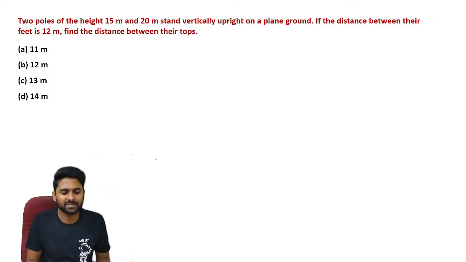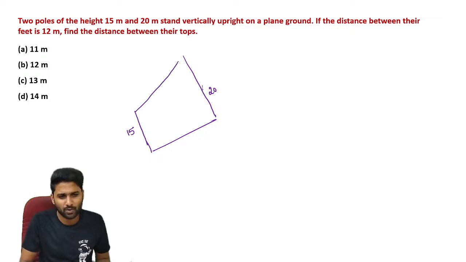So here it is clearly mentioned that this is the ground. Let's take one pole here. One pole has a distance from the ground to the top of 15 meters. The other one has a distance of 20 meters. Now we have to identify the distance between the two tops. They clearly mention that the distance between the feet is 12. If it is 12, just draw the parallel line. If you draw the parallel line, definitely it is also 12.